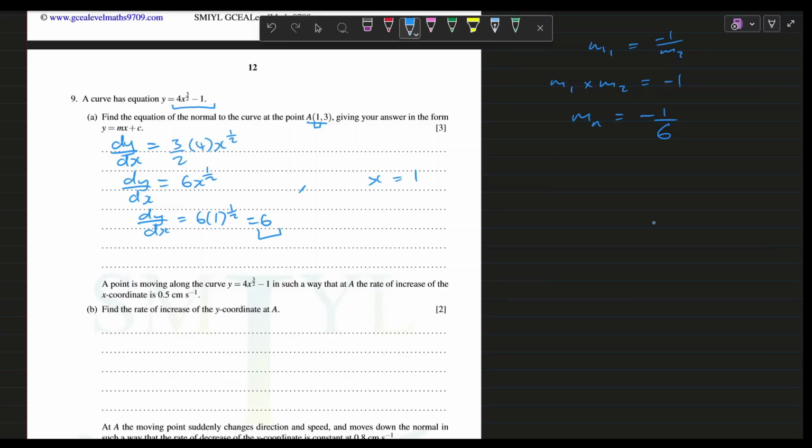So once we have the gradient of the normal, we're going to say y equals mx plus c, and we know that this passes through the point A(1, 3), and it has a gradient of negative 1 over 6.